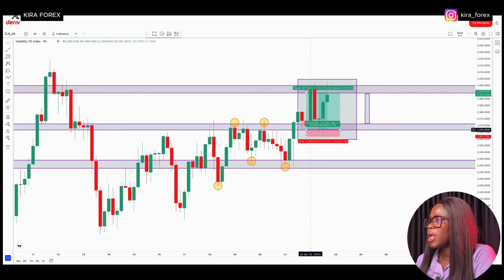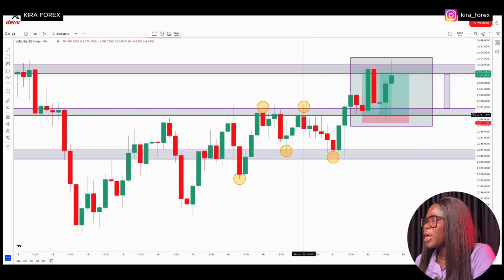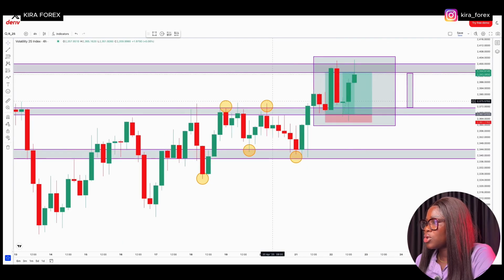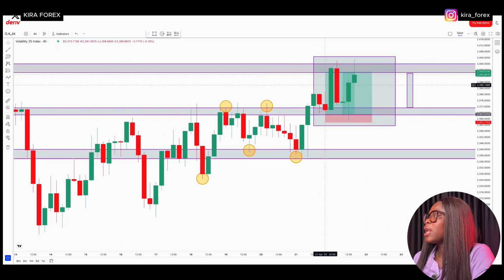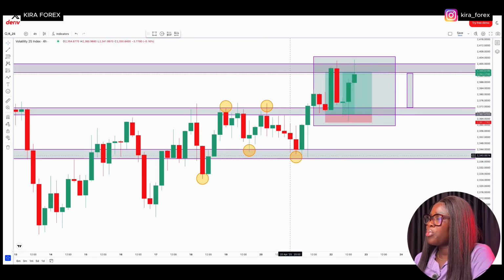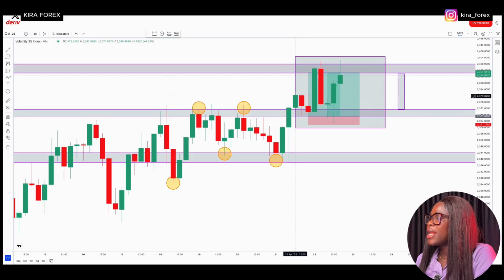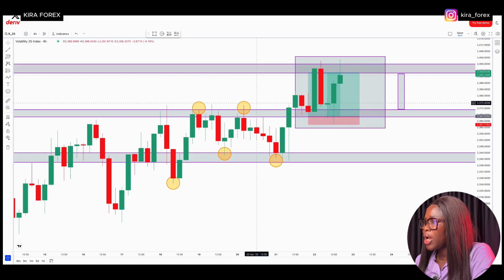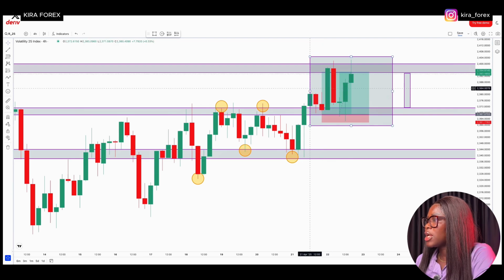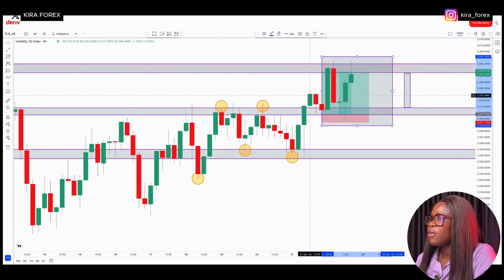All right, so what did I do again? I waited for price to break out of this zone, the last resistance zone over here. Now, in one of my videos, I taught how to trade a break of structure. I said that anytime price breaks out and the candle closes above, then we consider it a breakout. When you look at this point, you can see that price broke out nicely.